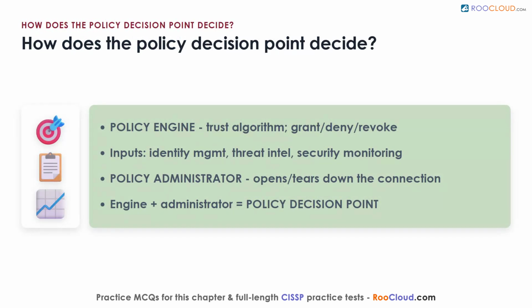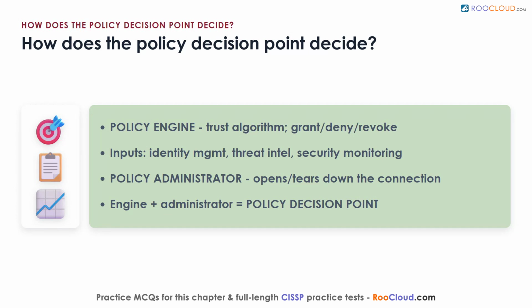How does the policy decision point actually decide? It has two cooperating halves. The policy engine is the part that makes the call. It runs a trust algorithm that weighs inputs from external systems like identity management, threat intelligence, and security monitoring, then decides to grant, deny, or revoke access.